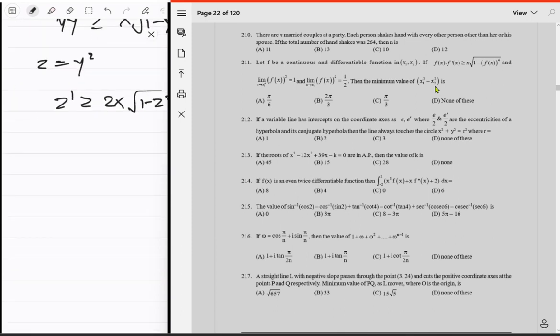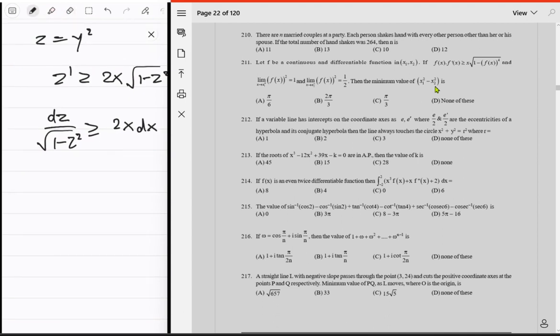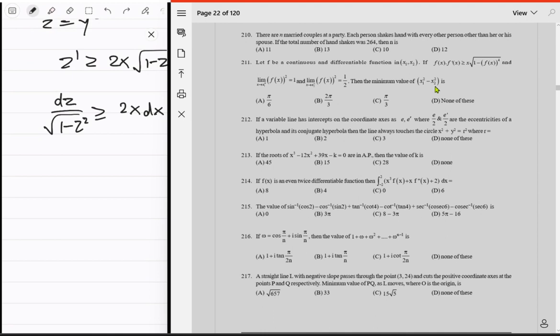Now how do I use this? How do I even use this thing? You can write it like this: dz upon square root of 1 minus z squared is bigger than or equal to, so 2x, wait, it should be 2x times dx. Yes, that's it. So this times dx. So then that's got to be the thing, right? I guess because it's positive, you can actually do this thing, hopefully. Anyway, if that is the case, we can also integrate.